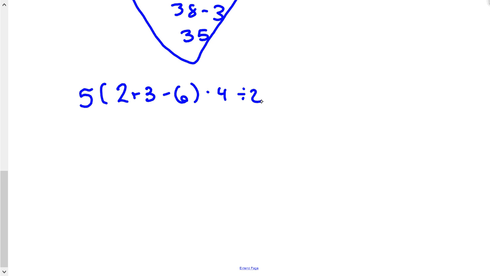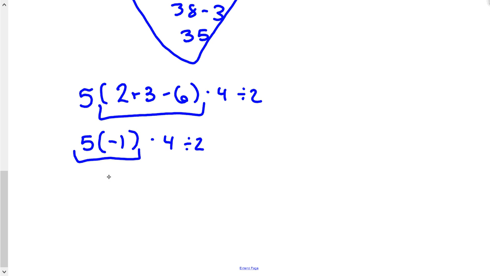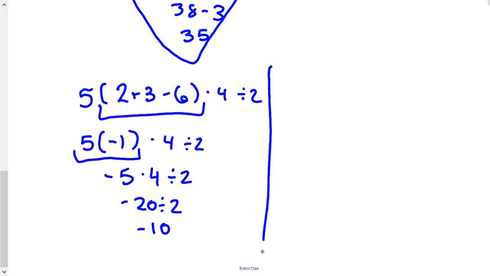The first thing that we have to do here is everything that's in the brackets. So this is 5 minus 6. That leaves us with 5 multiplied by -1 multiplied by 4 divided by 2. We isolate -5 times 4 divided by 2, then -20 divided by 2, which gives us -10. Not so bad. I'm going to block this off.